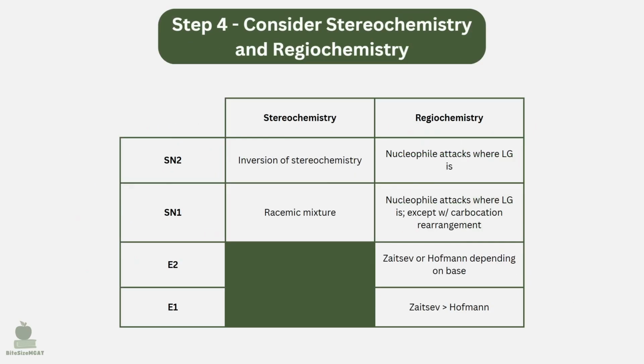Our last step is considering stereochemistry and regiochemistry. For SN2, we have an inversion of stereochemistry, and the nucleophile attaches where the leaving group leaves. SN1, we produce a racemic mixture, and the nucleophile attaches where the leaving group is unless there's some sort of carbocation rearrangement. For E2, stereochemistry will be left for another video, but for regiochemistry, this is wholly dependent on the base being used. Remember, a small base will favor the Zaitsev product, the more substituted, while a large bulky base will favor the Hofmann, the less substituted. Lastly, for E1, Zaitsev is almost always favored due to carbocation rearrangements.